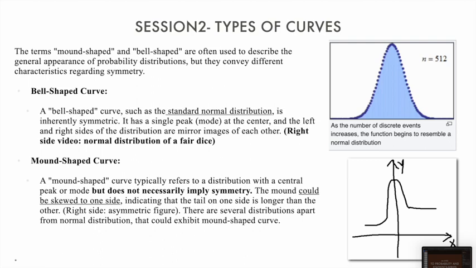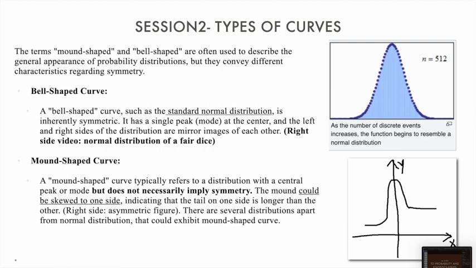Bell shaped curve refers to the standard normal distribution, and this means it is inherently symmetric. There are various normal distributions, but whenever we refer to the term normal distribution, we always refer to the standard normal distribution, which is a bell shaped curve. It has a single peak, the mode, at the center, and the left and right sides of the distribution are mirror images of each other. And on the right side, there is a video.